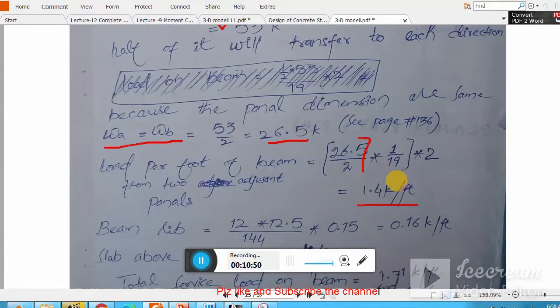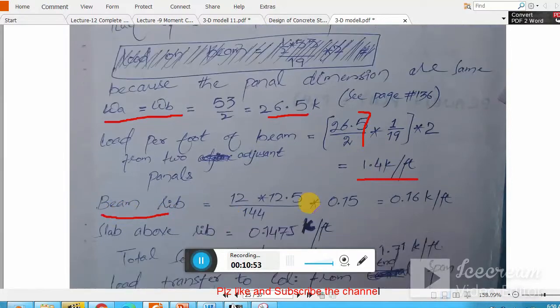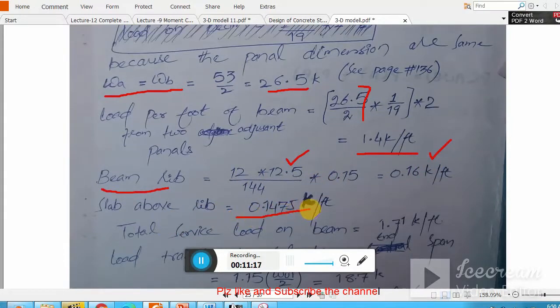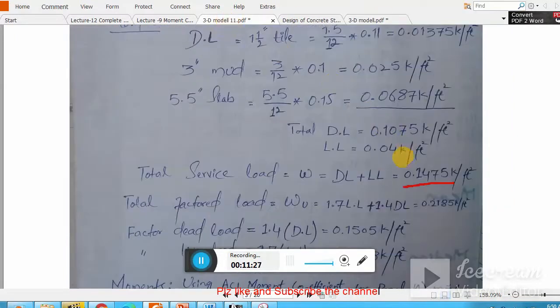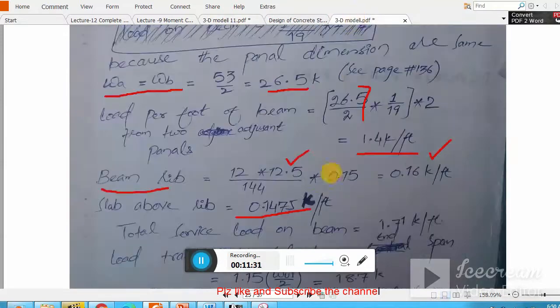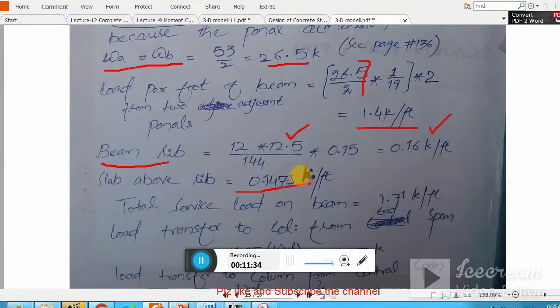Now the beam rib weight. We have an 18-inch total beam depth, but the rib depth is 12.5. Remember, 18 minus 5.5, so we got 12.5. 12 inch is the beam width, so multiply this and divide by 144 to convert it into square feet. Multiply with density, and you get the beam rib weight. Clear? And the slab above the rib, we already know this is the service load. Remember, this is per square foot load, which is converted to per foot, and we already calculated this. Here you see this one. And the total service load on the beam: you add this one and this one, and you got 1.71.